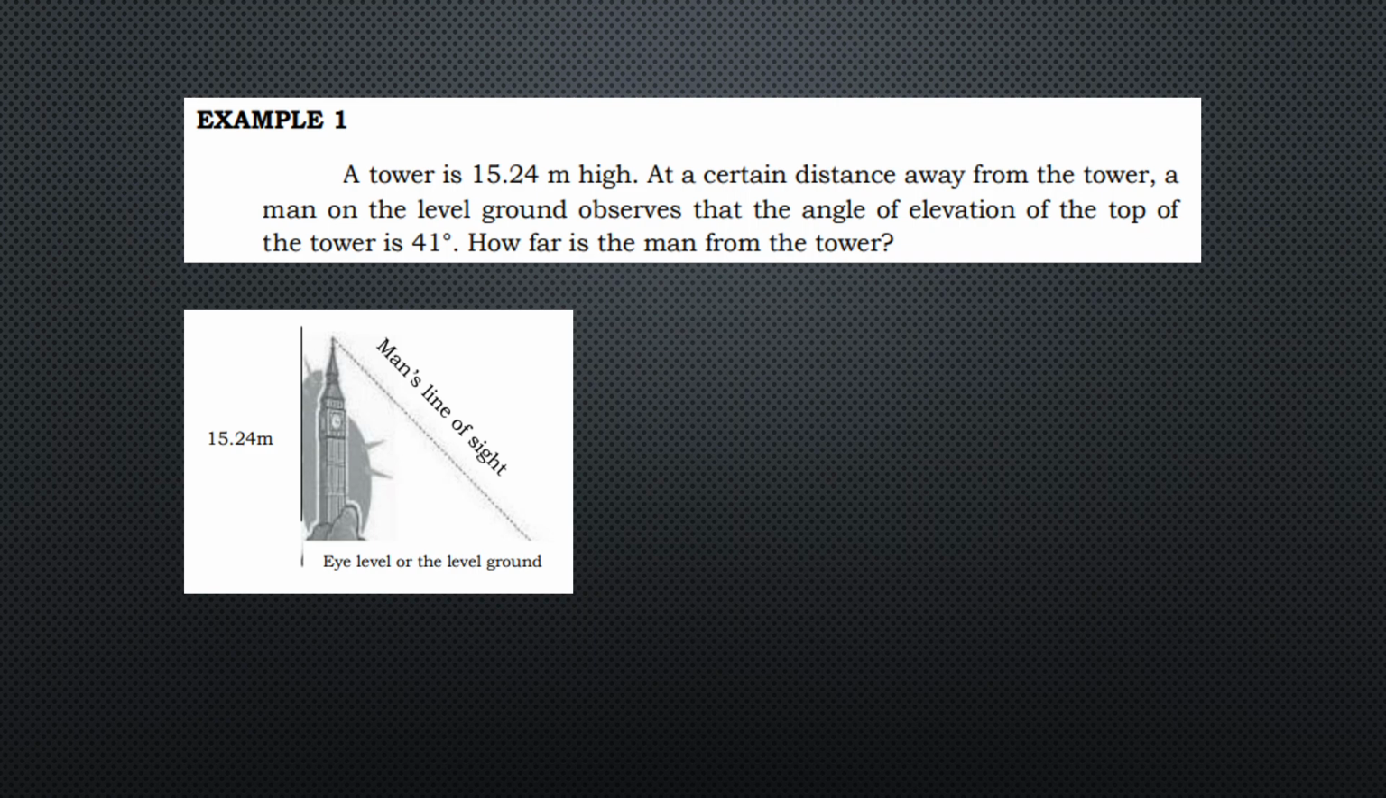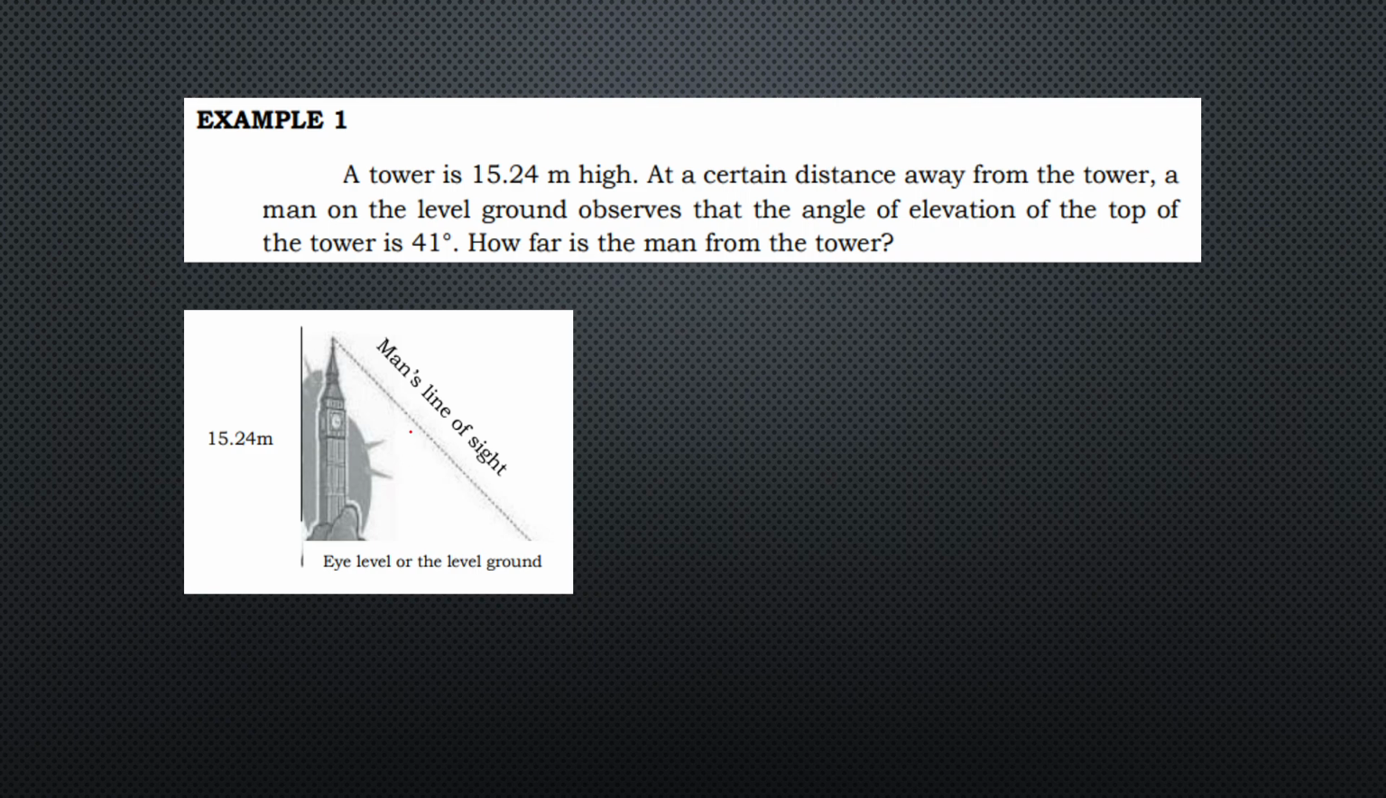So the first problem: a tower is 15.24 meters high. Now we're talking about problem solving here. We have to write the final answer in sentence form with the proper unit of measure. At a certain distance away from the tower, a man on the level ground observes that the angle of elevation of the top of the tower is 41 degrees. How far is the man from the tower?